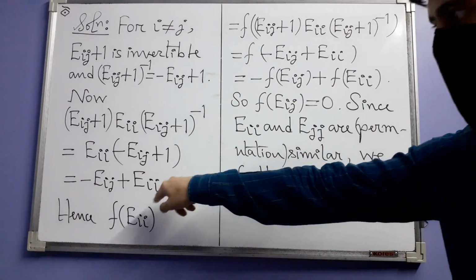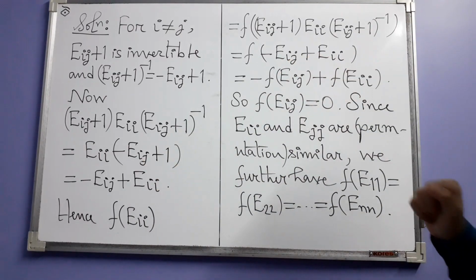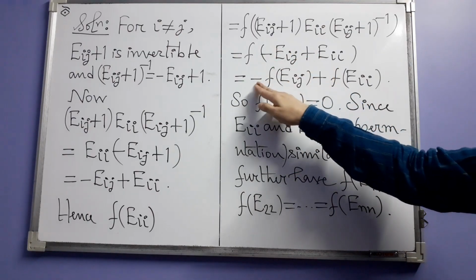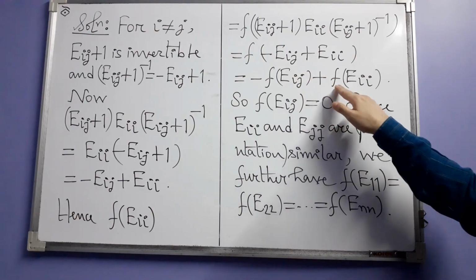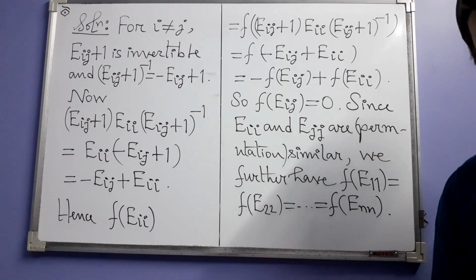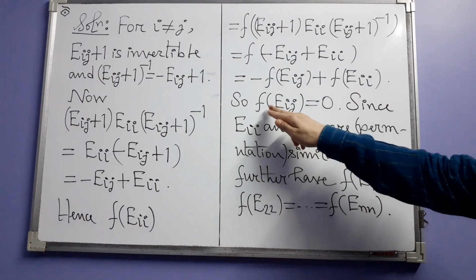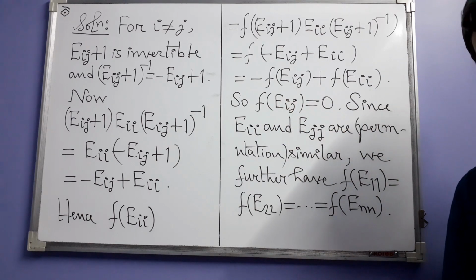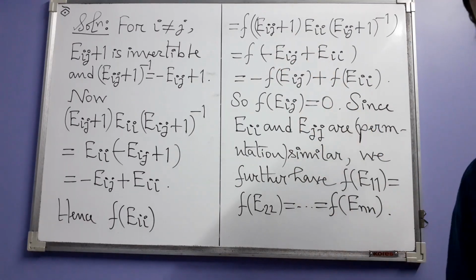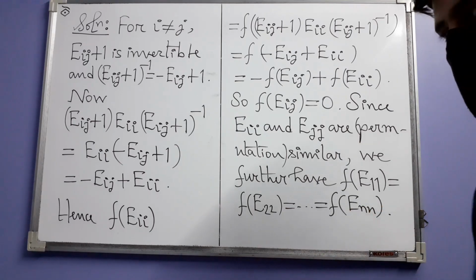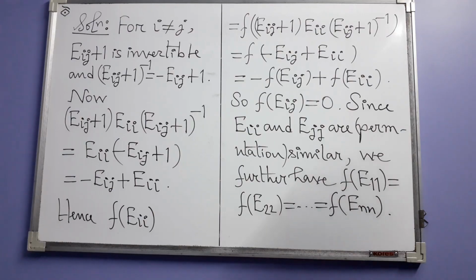However, this is equal to this thing minus Eij plus Eii, and then again using the first two properties of f, that equals minus of f of Eij plus f of Eii. So you can see that f of Eii and f of Eii can be cancelled from both sides, which gives you the fact that f of Eij is equal to 0. Okay. So if i and j are distinct indices, then no matter what they are, f of Eij is equal to 0.